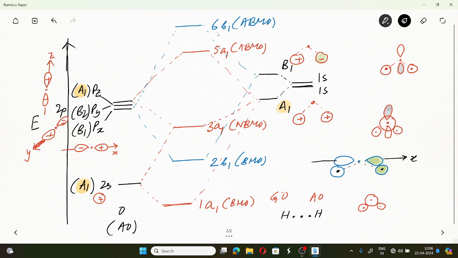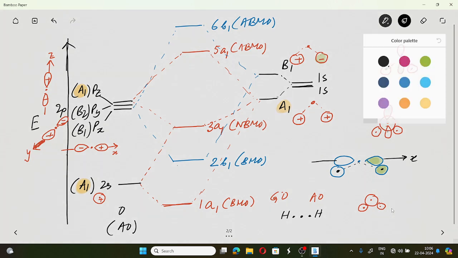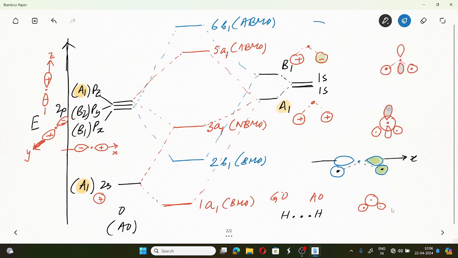Now if you consider this 6b1, the anti-bonding molecular orbital, the combination will be in out of phase. See, this is in phase combination. Then the combination will be in out of phase, isn't it? So how can we draw it? Look carefully. See, this is the px orbital.